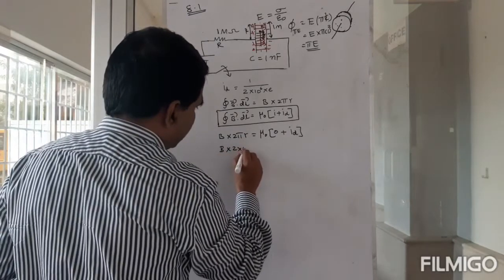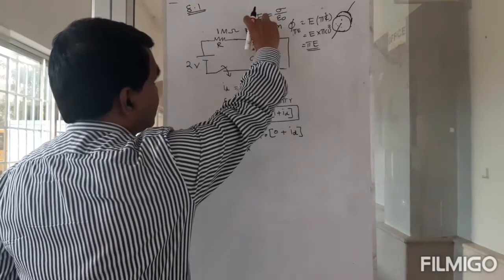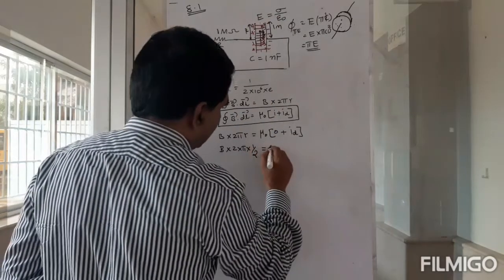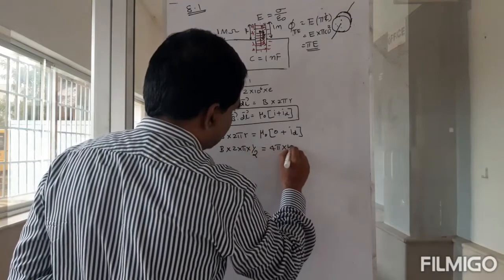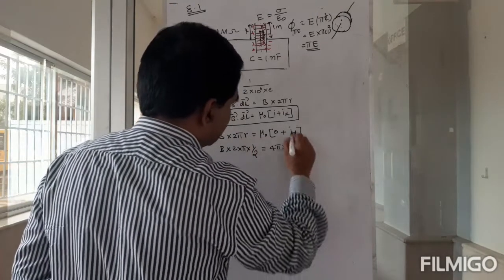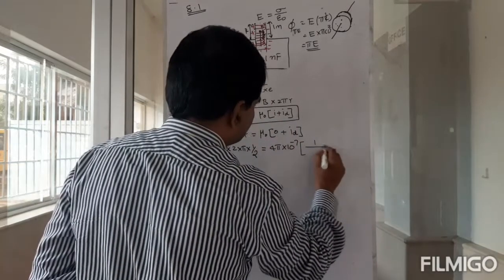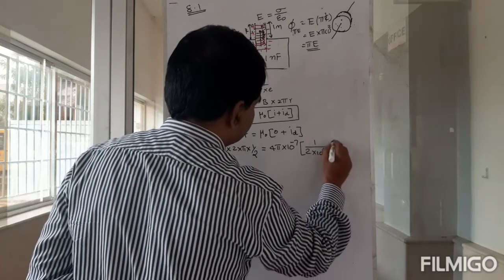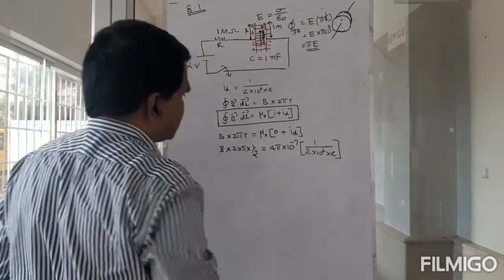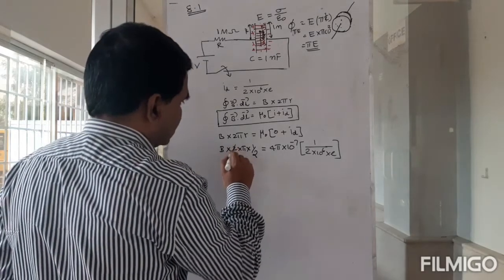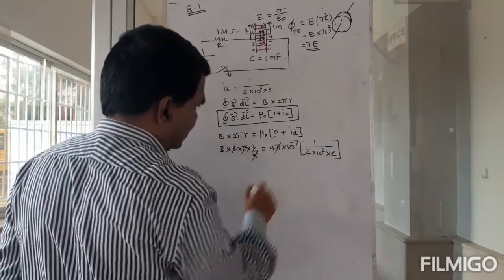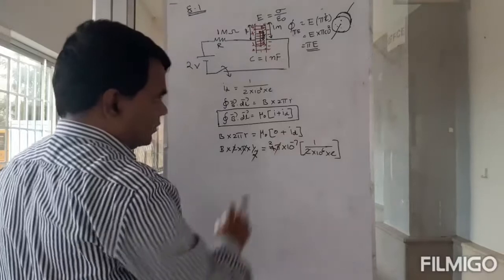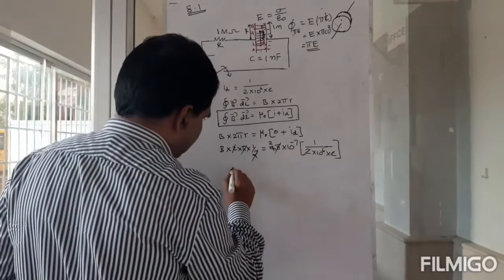So B into 2 into pi into r, where r is 1 by 2, half meters, is equal to mu naught, which is 4 pi into 10 to the power minus 7, times ID. ID is this number, 1 divided by 2 into 10 power 6 into e. Now this 2 and this 2 will cancel, this pi and this pi will cancel, then this would be 2, and that's about it.